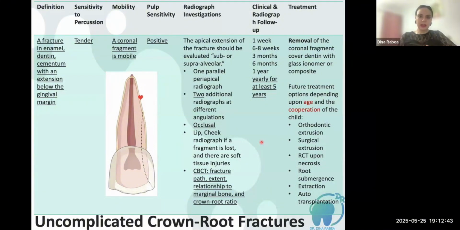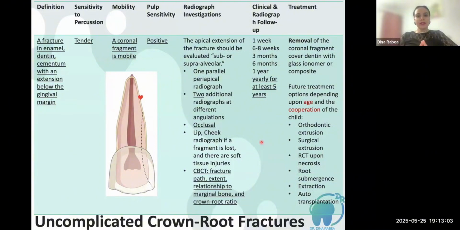And again, we have a hazard of mobility when the patient is young. We consider the risk of aspiration. Pulp sensitivity, again, is positive. The pulp most of the time is positive because this does not involve pulp damage in any way.